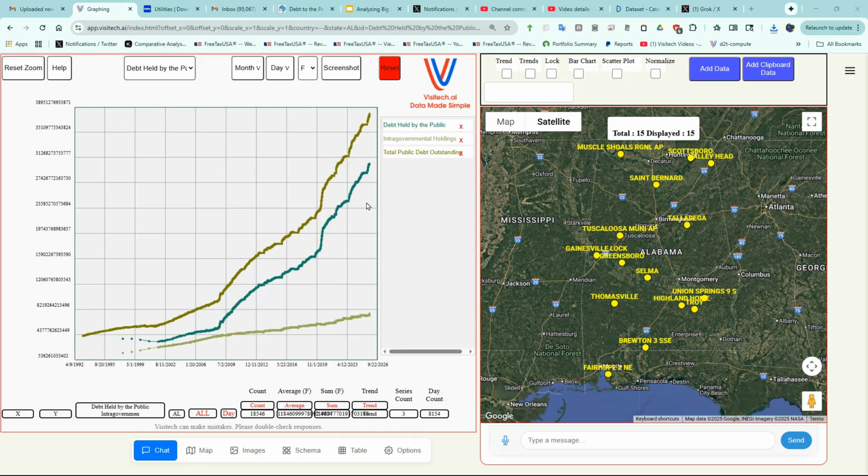There's three graphs there, but I'm only interested in total public debt outstanding, so I'm going to X out the other two. You can see that the national debt has been growing at an accelerating rate since 1992. The upwards curvature shows us that. I'm going to zoom in on the recent data by right-clicking and dragging.